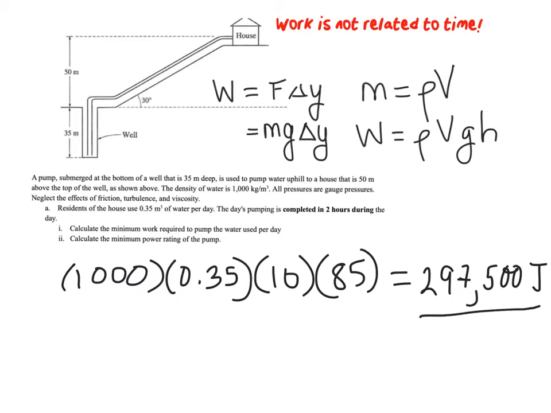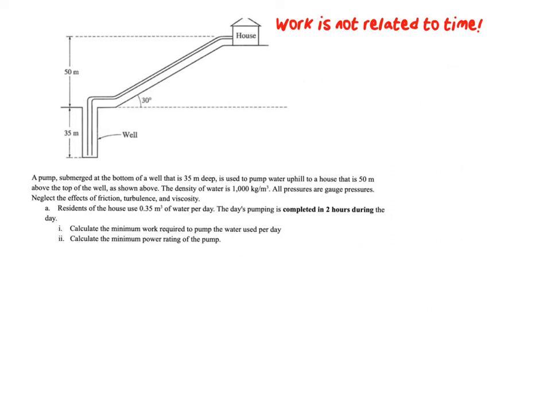All right. So that would be the amount of work needed for the pump to raise the water throughout the day. The next part then says calculate the minimum power rating of the pump. For the power, so let's just go ahead and get rid of some of this stuff over here. Power is going to be work divided by time. So we're going to say we just calculated the amount of work done, and power is measured in joules per second, for the unit of a watt.